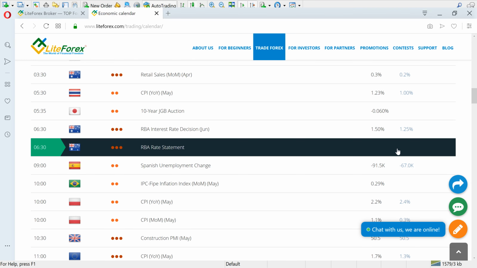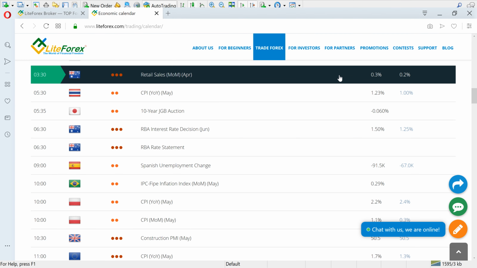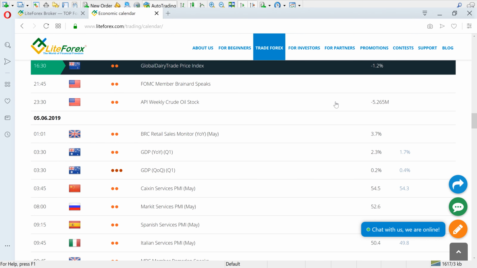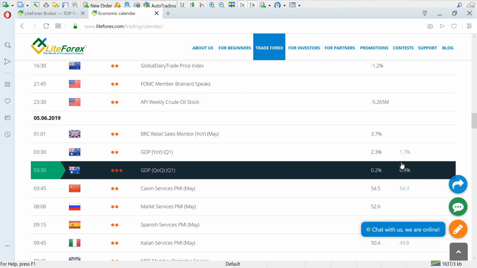Also, have a look at some data from Australia. The country will release retail sales figures early on Tuesday, and the release will be followed by Australian GDP figures on Wednesday. So this is important, and we will see how trade wars are affecting the Australian economy, which is sensitive to China, as China is Australia's key trading partner.